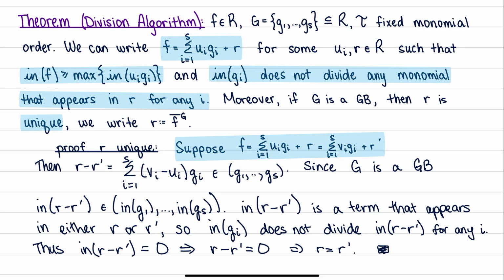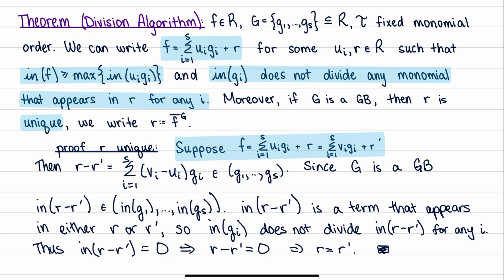Now notice I'm not making any claims about the u_i's and the v_i's being unique. It is possible to write f in two different ways, satisfying the division algorithm when we're dividing by a Gröbner basis, where these coefficients are different, but the remainder is always going to be the same.